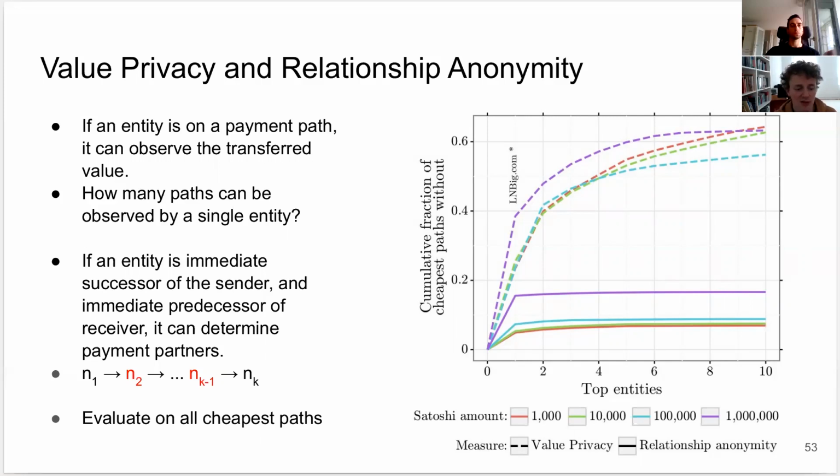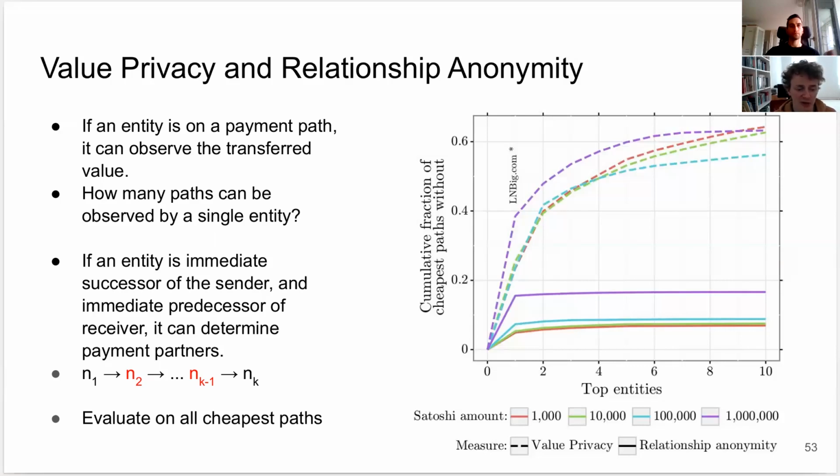So considering a certain Satoshi amount that's being sent, we really check between all node pairs that we see in the network, whether their value could be observed or whether even the relationship between the payer and receiver can be seen. And again, for very large payments, this could be seen by Alan Big. So they see almost 40% of the payment values if the payment value is sufficiently large. So in this case, 1 million Satoshis.